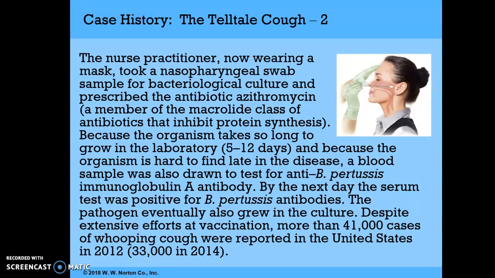which is a member of the macrolide class of antibiotics that inhibit protein synthesis. Because the organism takes so long to grow in the laboratory, 5 to 12 days, and because the organism is hard to find late in the disease, a blood sample is also drawn to test for anti-B. pertussis immunoglobulin A antibody. By the next day, the serum test was positive for B. pertussis antibodies. The pathogen eventually also grew in the culture. Despite extensive efforts at vaccination, more than 41,000 cases of whooping cough were reported in the United States in 2012, 33,000 in 2014, and the number has continued to increase through the years.